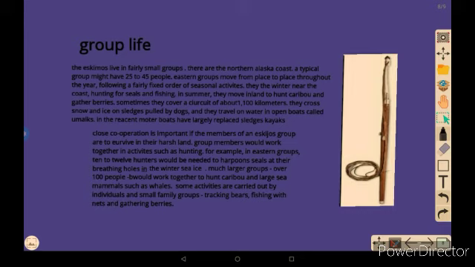Here now they move inland to hunt caribou and gather berries. Berries means the fruits. Okay, you will all know that berries. And caribou means a type of deer with big thorns, like a structure. Sometimes they cover a circuit of about 1,100 kilometers.